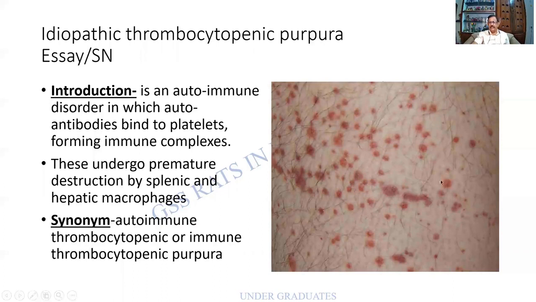And this is the skin of a patient suffering from ITP. I find multiple purpura, which means slightly larger areas of hemorrhage. Synonyms: it can also be called autoimmune thrombocytopenic or immune thrombocytopenic purpura. So any of these words can be given in the examination. Please don't get bewildered.